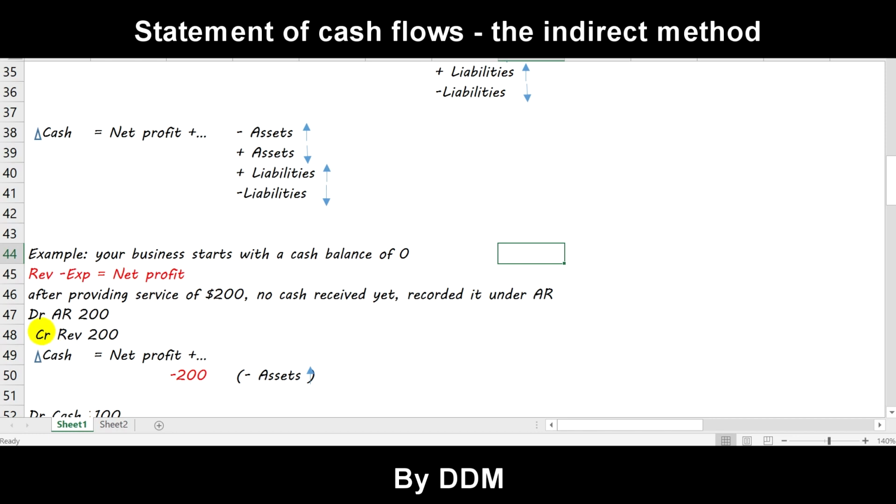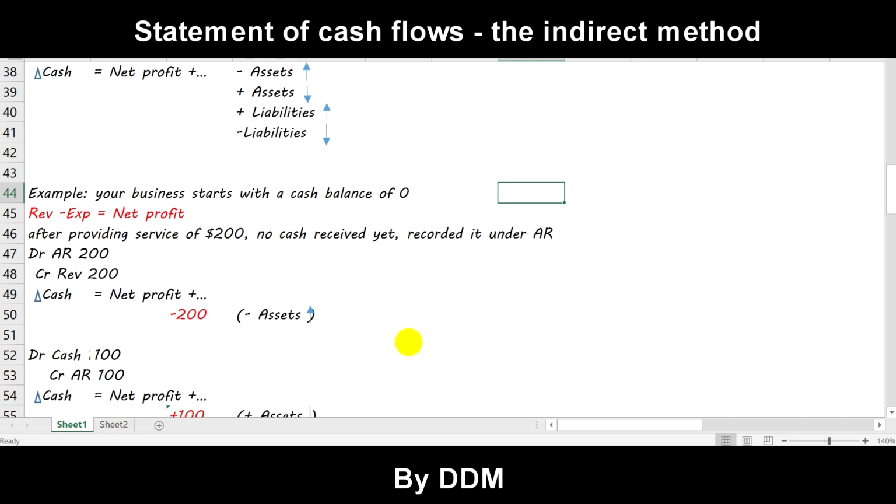The journal entry is debit accounts receivable $200 and credit revenue $200. This transaction has no impact on cash, but it affects net profit. It increased net profit by $200 because of the revenue generated. Now, to make both sides equal, we need to subtract $200 from this side. That is actually the increase in accounts receivable, which is an asset item. So this explained why we need to subtract the increase in asset from net profit.